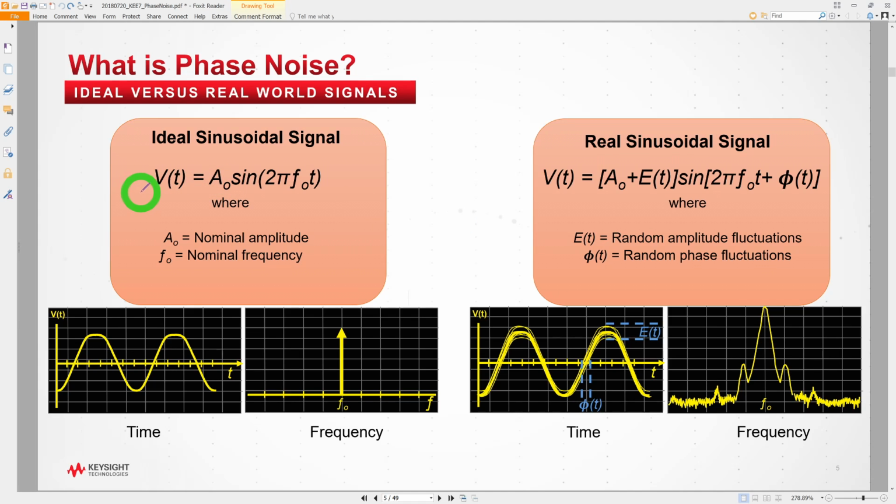So here's an ideal sinusoid, and it can be defined across time as a sine of 2 pi f t. This is pretty straightforward. It's a sinusoid with an amplitude A0 and a frequency of f0. So this sinusoid is going to have only a single frequency content, and of course that frequency content is at f0. If I were to draw that across time, this is what I would get.